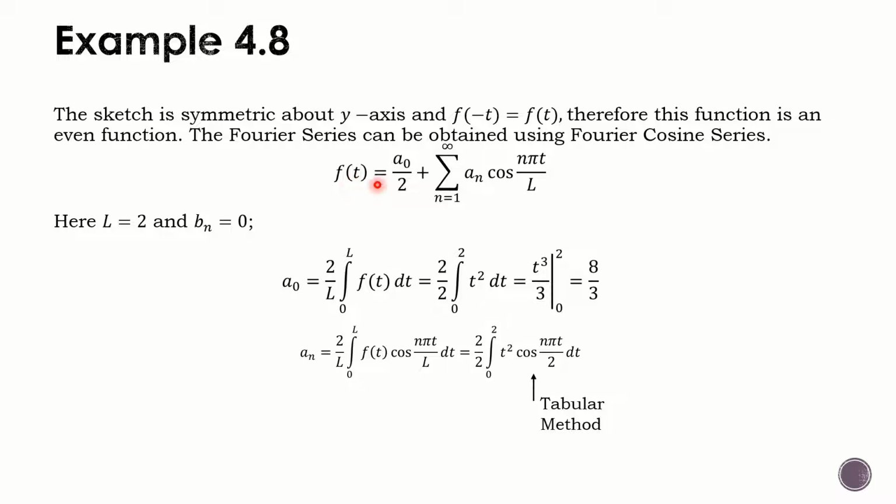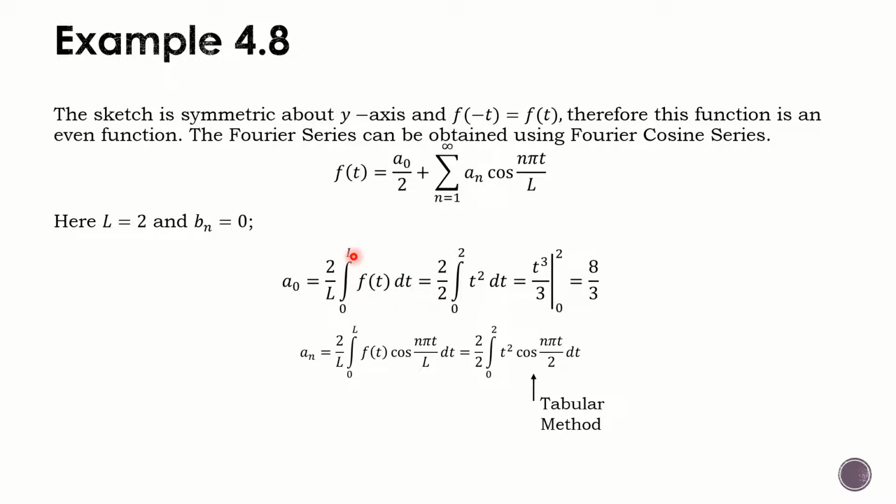So the formula is f(t) equals a naught on 2 plus the summation of n equals 1 to infinity of a n cos n pi t on L. We know that L equals 2 based on the function given, t from minus 2 to 2, one complete cycle, therefore L equals 2, and you have to write down that b n equals 0. This is one of the properties of the Fourier cosine series, where b n equals 0. Then a naught, the formula of a naught is 2 on L, integration of f(t) with respect to t from 0 to L.